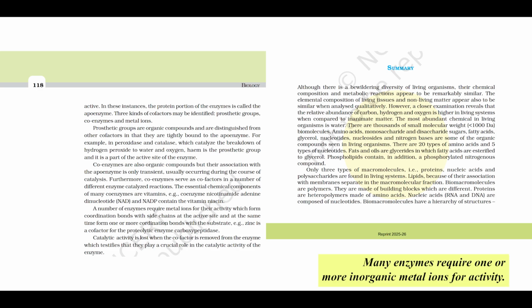3. Metal ions. Many enzymes require one or more inorganic metal ions for activity. These metal ions can help bind the substrate, participate directly in the catalysis, or stabilize the enzyme structure. They form coordination bonds with amino acid side chains in the active site and sometimes with the substrate itself. Example, zinc, Zn++, is a crucial metal ion cofactor for the digestive enzyme carboxypeptidase. Metal ions inorganic help binding or catalysis, like zinc. The bottom line is, if the cofactor is removed from an enzyme that requires one, the enzyme loses its catalytic activity. This highlights just how crucial these cofactors are for enzyme function.